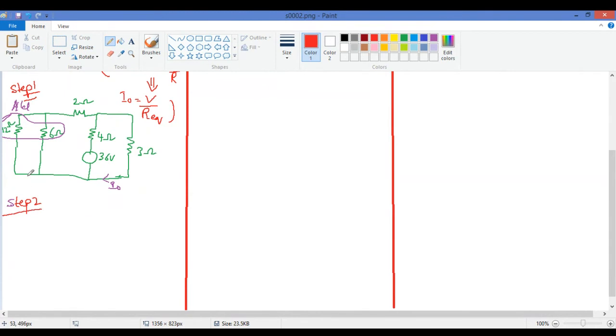Okay, in step number 2, 12 is parallel with 6. So equivalent is 12 into 6 by 12 plus 6. 12 into 6 by 12 plus 6 is 18. 6 ones are 6, 6 threes are 18. 3 ones are 3, 3 fours are 12. So you get 4 ohms.